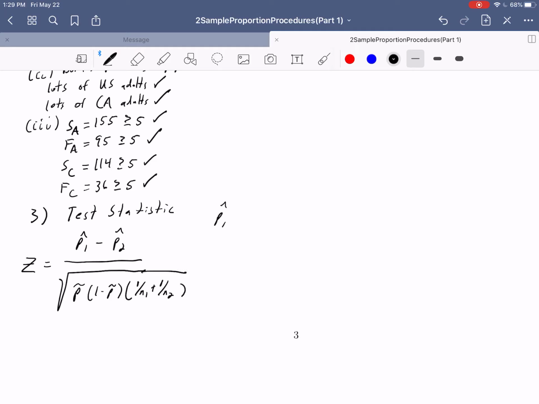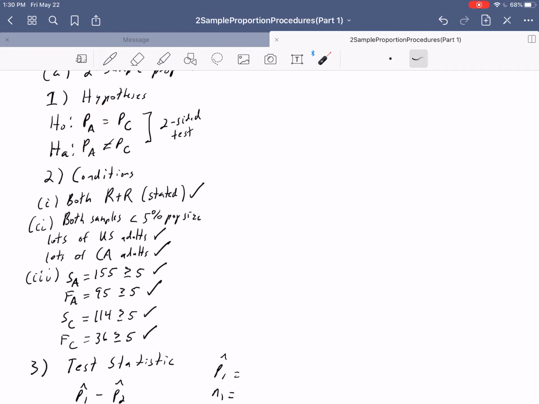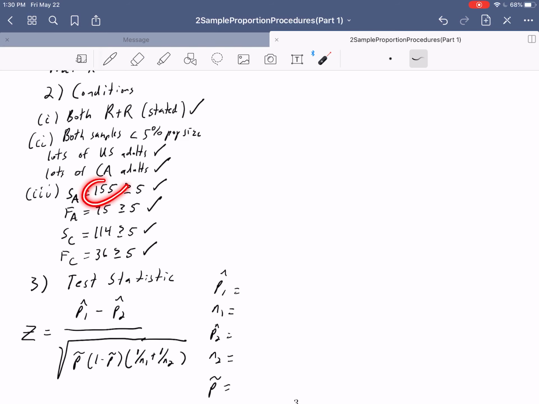So we've got a lot of things that we need to calculate here. P1 hat, N1, P2 hat, N2, and then also this P tilde before we can plug into this. So let's think about the sample proportion for our first sample. Our first sample is the American sample, and we just said that there were 155 successes out of the total 250. So it would be 155 divided by 250. If you do that on your calculator, you'll see that that came out as 0.62.